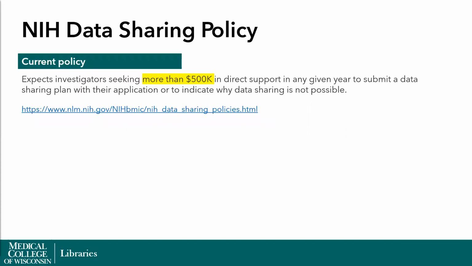To start with, the NIH has a data sharing policy. And with the current policy, if you are applying for a grant of more than $500,000, you have to submit a data management and sharing plan along with your application for the grant. So this is required of all grants more than $500,000.